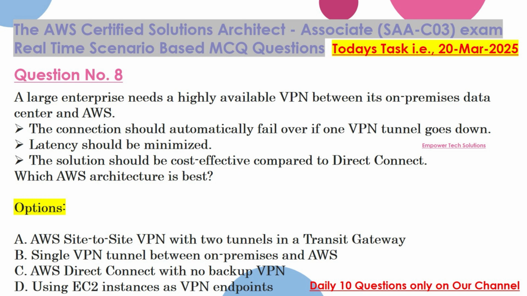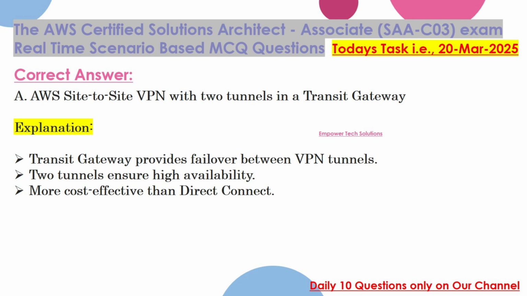Options: A. AWS Site-to-Site VPN with 2 tunnels and a transit gateway. B. Single VPN tunnel between on-premises and AWS. C. AWS Direct Connect with no backup VPN. D. Using EC2 instances as VPN endpoints. Correct answer: A. AWS Site-to-Site VPN with 2 tunnels and a transit gateway.